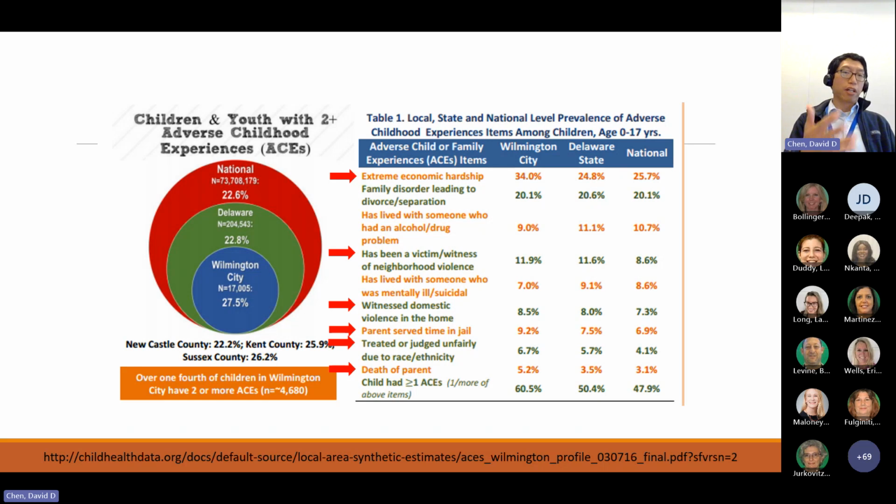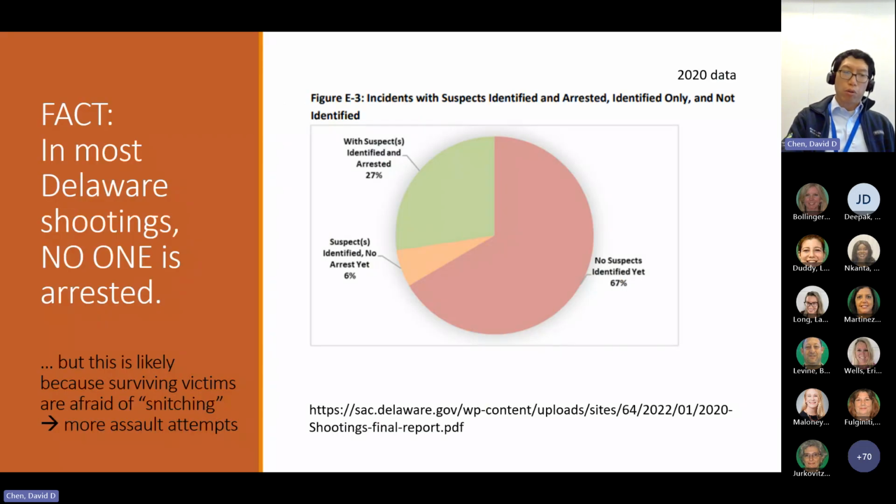So that said, when we look at some local data here, looking at adverse childhood experiences, in this survey that was done looking specifically at factors such as parent served time in jail, death of a parent, unfair treatment due to race or ethnicity, and having been a victim or witness of neighborhood violence, some of these measures not classically measured in the original ACEs study, we see a significantly higher rate in Delaware, according to the red arrows here, and in Wilmington City in particular. And you look here and you see increased reported rate of extreme economic hardship in this study, as well as increased rates of death of a parent and being victim or witness of neighborhood violence. And we wonder then what that relationship might look like. And so we'll return to that in a minute, but this is a stunning fact that really deserves to be mentioned.